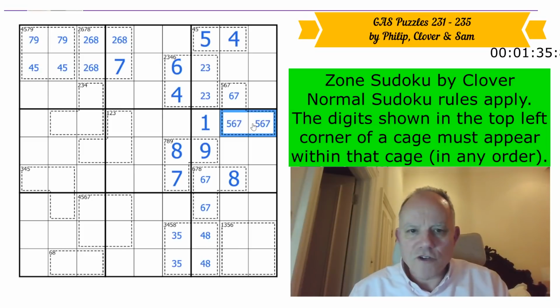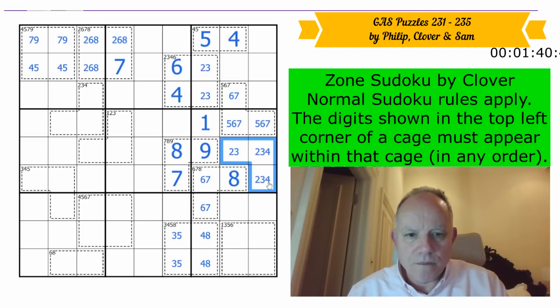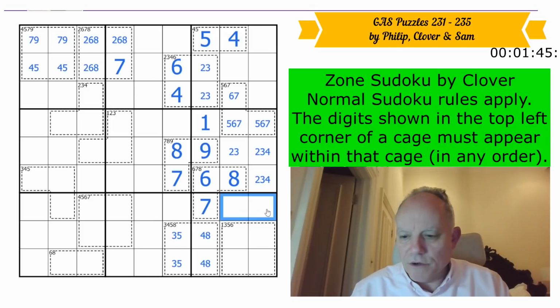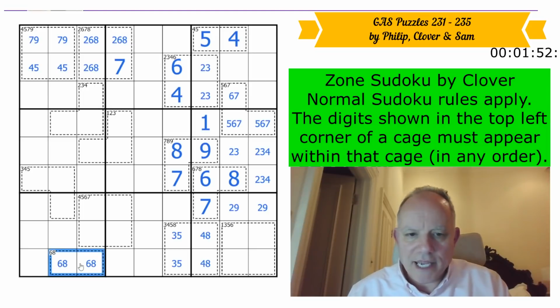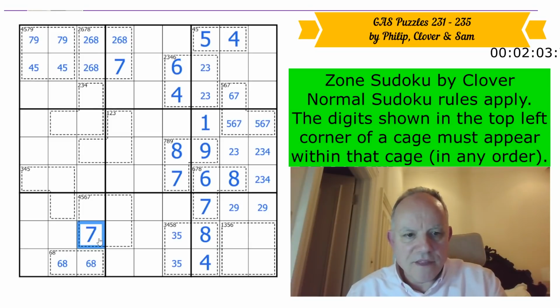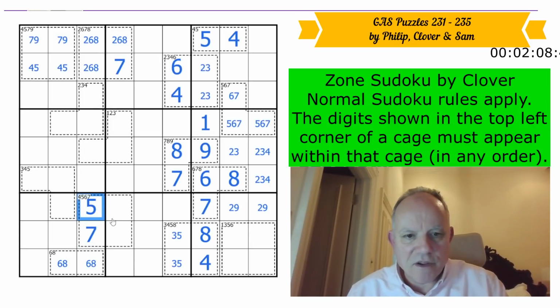5, 6, 7 are a triple in this box. So 4, 2, 3 are a different triple. 1, 3, 5, 6 there. Right, 7, 6. That's a 2, 9 pair. Do we look along? 6, 8 here, so that sorts out 4. 7 has to be there now, given everything that sees 7. 5 can't be there, so 5 there.